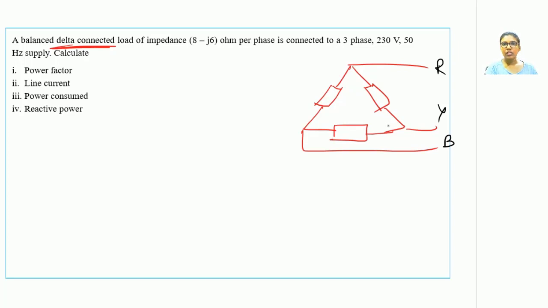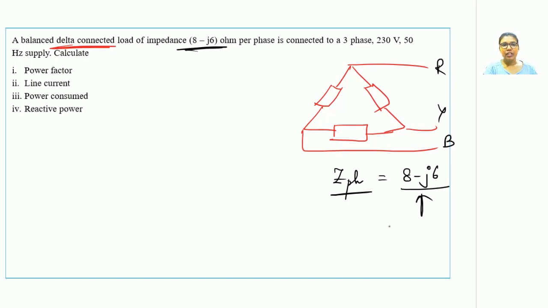Now the question is, what is the value of that load? By load, it refers to Z phase of impedance 8 minus j6 ohms per phase. So Z phase is given as 8 minus j6. Now there is a quick recap. Now since the impedance is of the nature 8 minus j6, what can we infer?